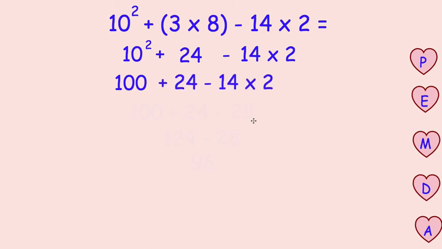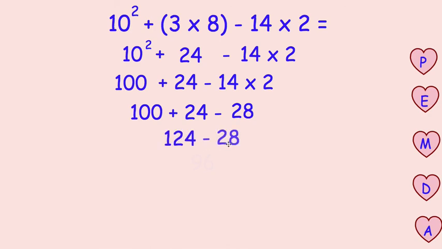Next, I have to do multiplication. So 14 times 2 is 28. And I bring down everything else. 100 plus 24 minus 28. Next, I'm going to add 100 plus 24, which is 124. Bring down the rest of my problem, which is minus 28. And my answer is 96.